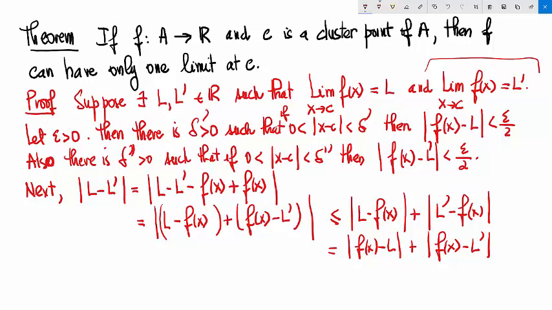Now, in order to make |L - L'| less than epsilon, it is enough to make sure that these two conditions here are met. That means that the distance between x and c is less than delta prime, and it's also less than delta second. To force this to happen, we will let delta be the minimum of delta prime and delta second. Whichever is the smaller, we will pick it.